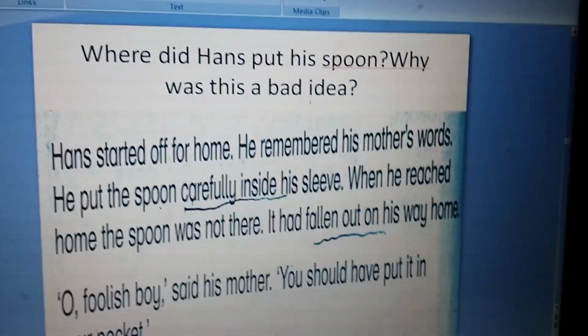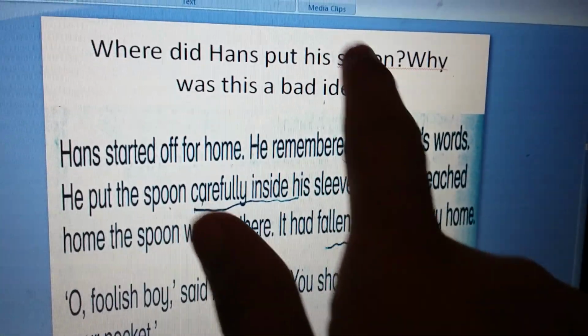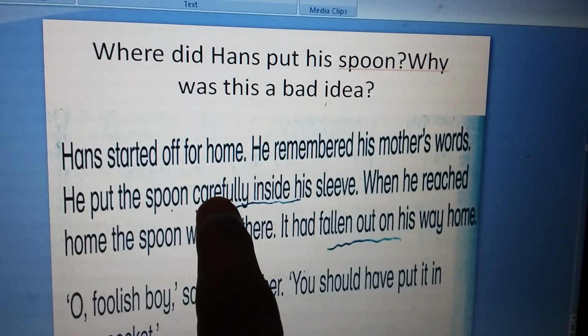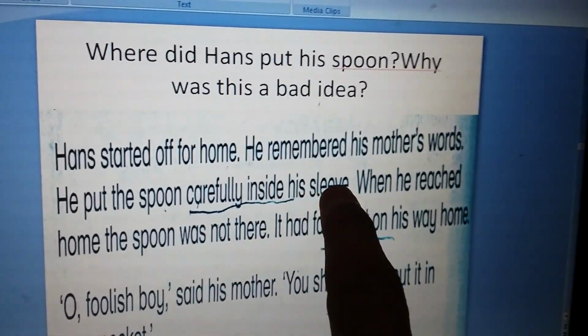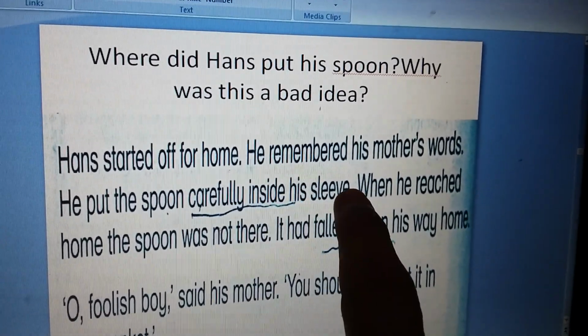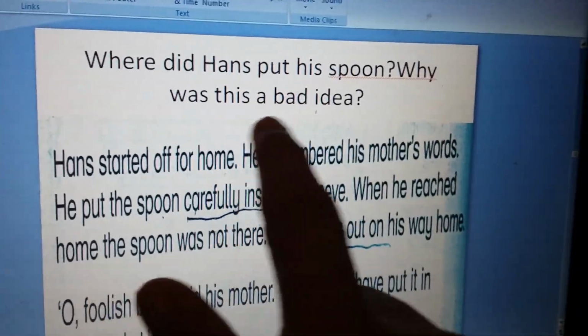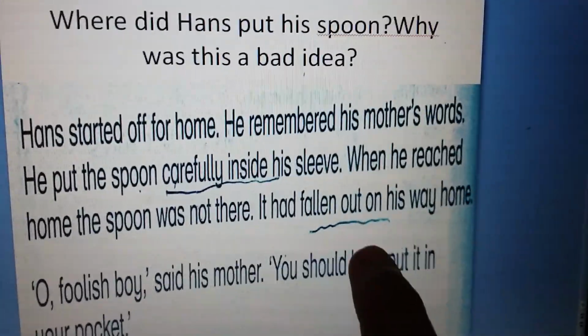Now next question. Where did Hans put the spoon? He put the spoon inside his sleeve. Inside his sleeve. Why was this a bad idea?